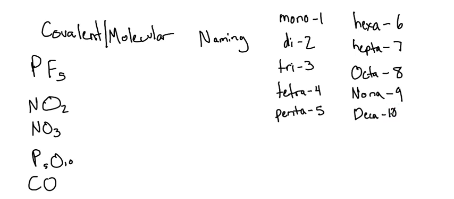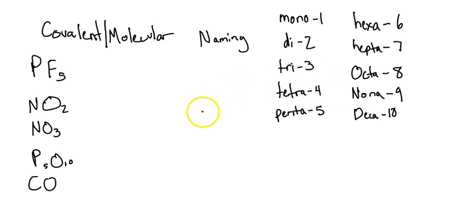So when we're writing these out and we see a subscript, then we're going to use one of these prefixes. Now the only exception to this is if we're writing out the name of a compound, we will never use mono in the first nonmetal.